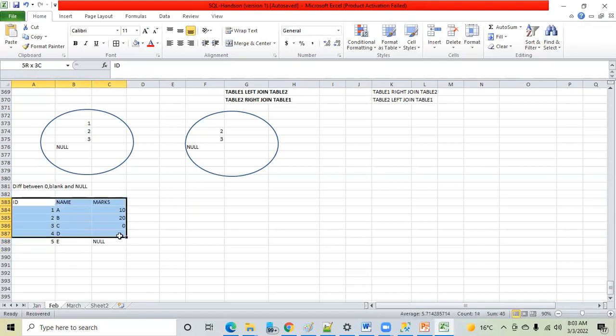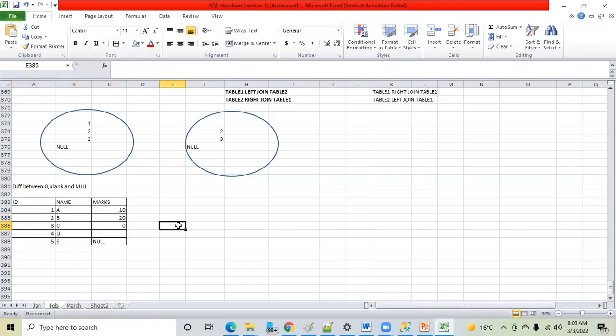This is an example I'm using to explain the concept of zero, blank and null. The first two records are very simple: A has scored 10 marks and B has scored 20 marks in a test. It is also clear that C has scored 0. Zero means he attended the exam but scored 0 marks. For D, it is blank. Blank means maybe he was absent, or you have kept it blank because you have not received the marks information yet. You are waiting for the class teacher to tell you the marks, and you will put them in here. It's awaited, something like that.